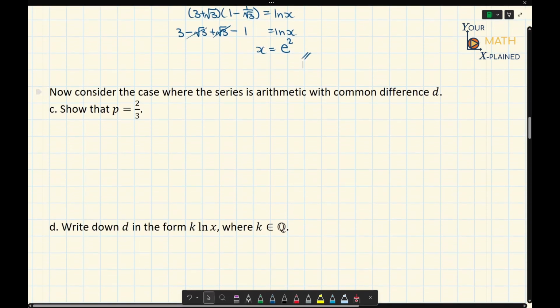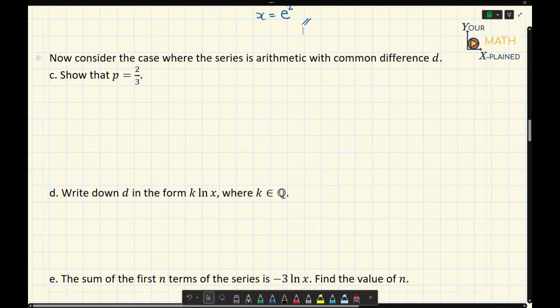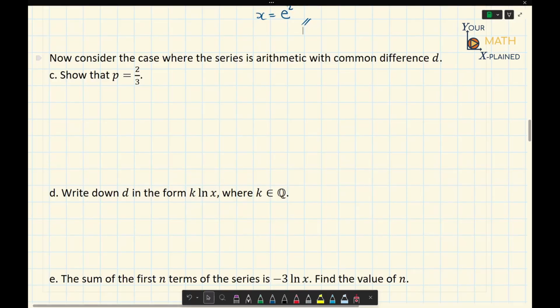And now for the next part, we're going to consider the case where the series is arithmetic with a common difference d. So now we want to show that if that's the case, then p is equal to 2/3. So we're going to start the same way. The common difference d must be equal to the second term minus the first term.